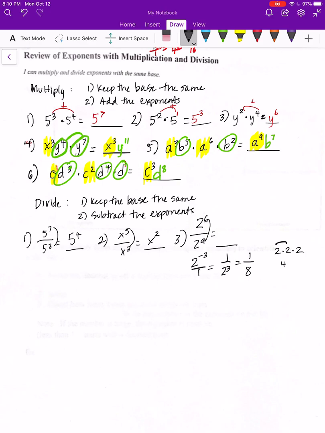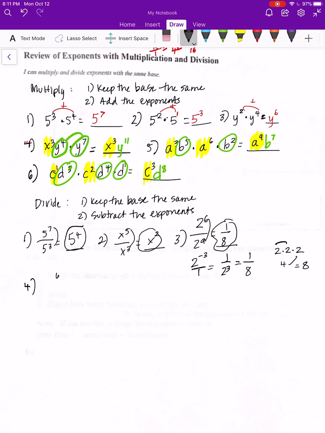2 times 2 is 4. 4 times 2 is 8. Remember what it stands for. Because, you know, you're going to take things like the PSAT or ACT, and they don't allow you to use your calculator. So you do have to calculate some in your head, and that was an easy one to do. 1 over 8. Okay, same thing here, number 4.